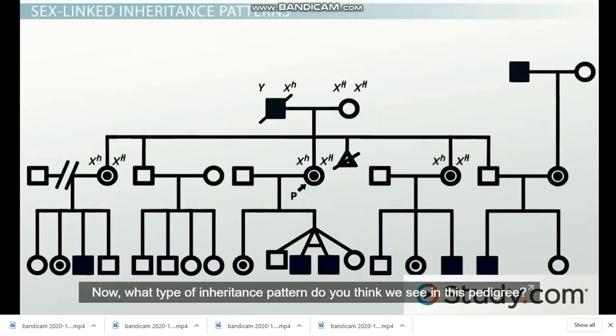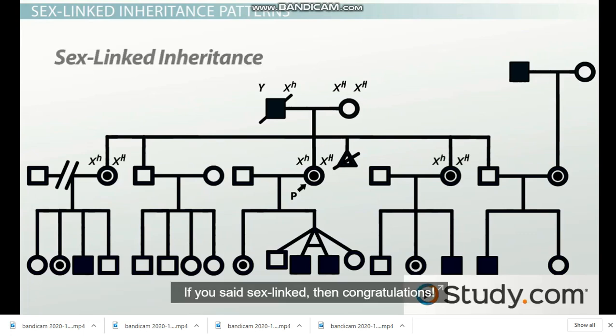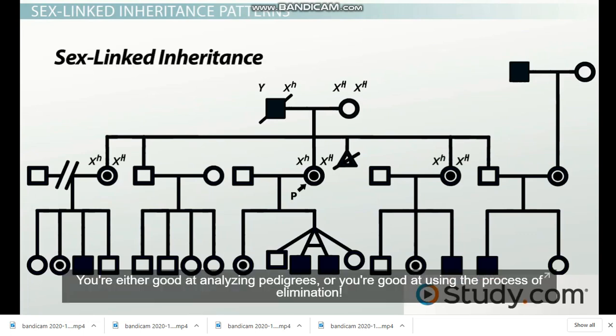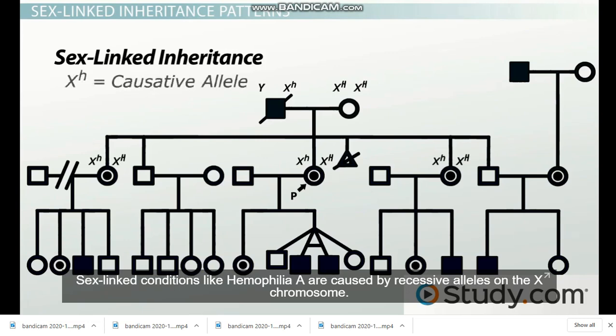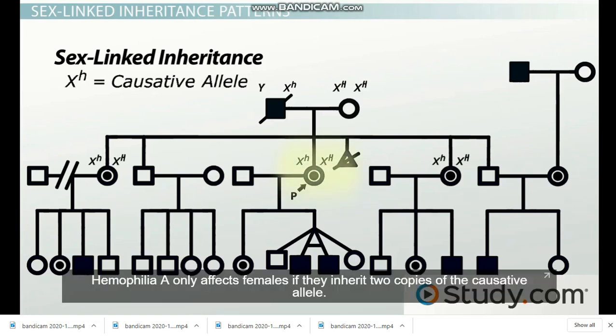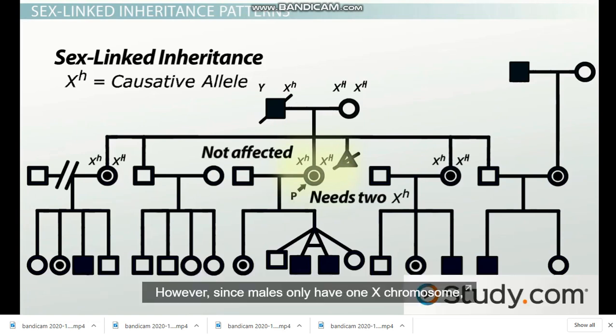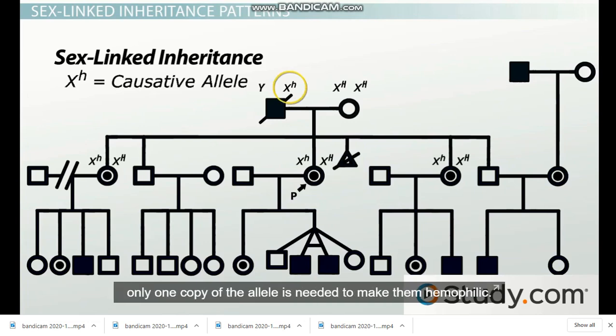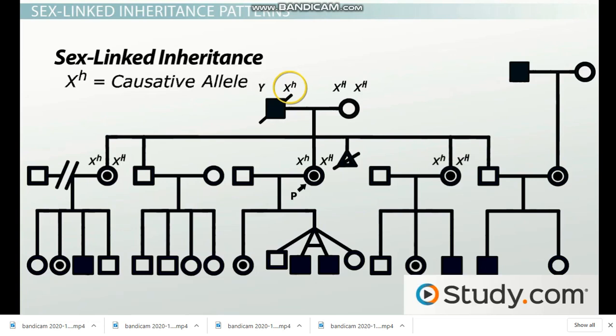Now, what type of inheritance pattern do you think we see in this pedigree? If you said sex-linked, then congratulations. You're either good at analyzing pedigrees, or you're good at using the process of elimination. Sex-linked conditions, like hemophilia A, are caused by recessive alleles on the X chromosome. Hemophilia A only affects females if they inherit 2 copies of the causative allele. However, since males only have one X chromosome, only one copy of the allele is needed to make them hemophilic.